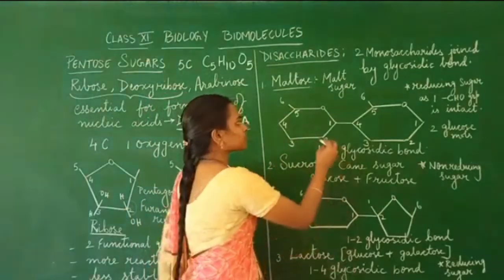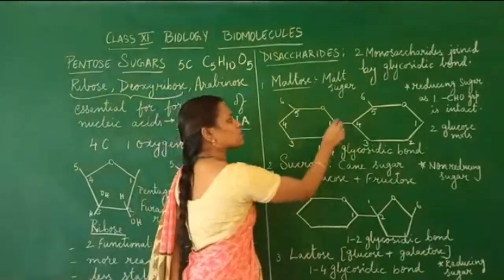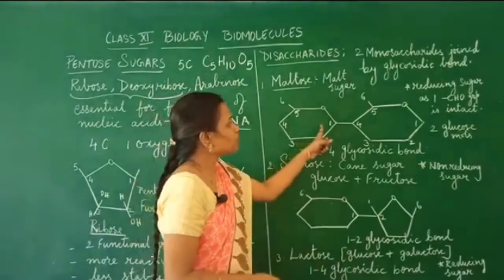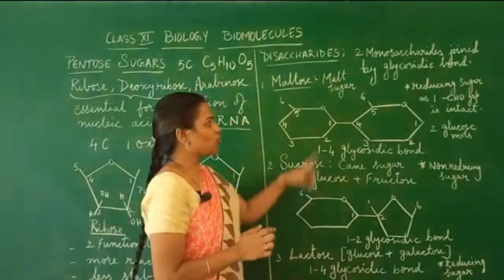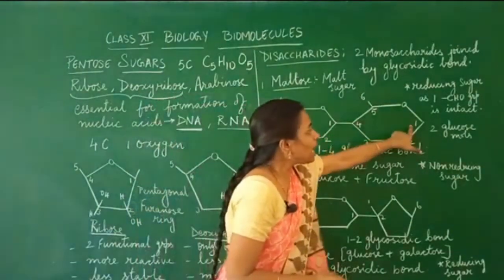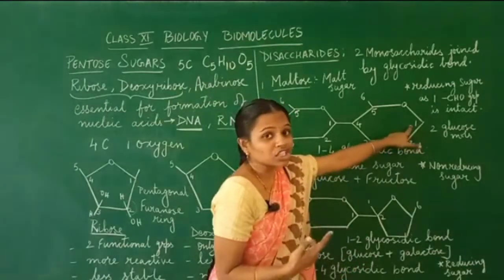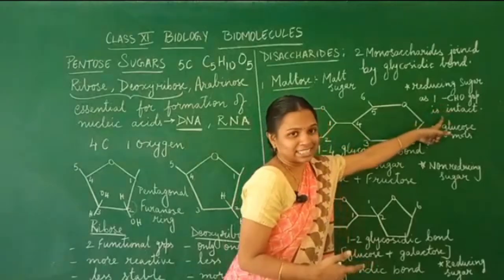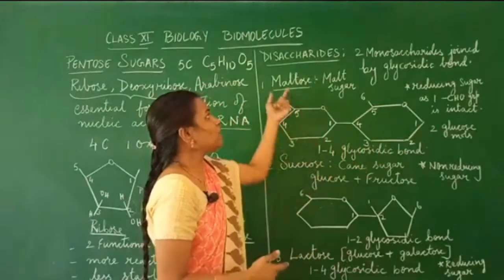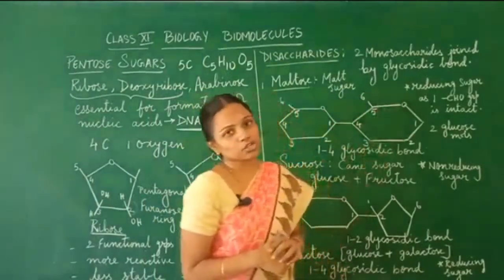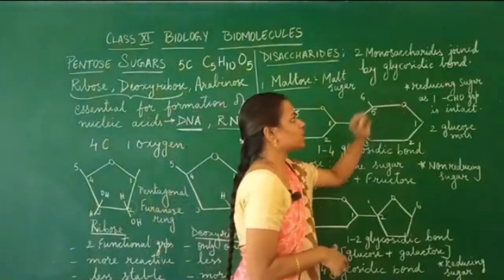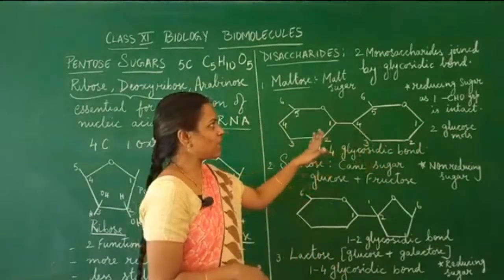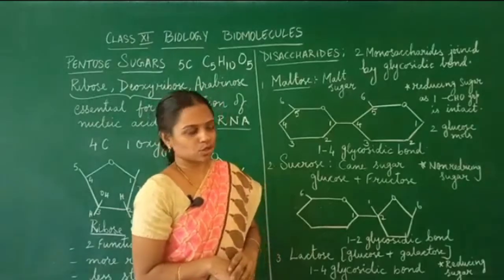Now, in this we already know that glucose has got an aldehyde group at the terminal end, which is involved in the formation of the bond over here. But the other glucose molecule is not sharing the aldehyde group. So, its functional group is intact. That is the reason why maltose is a reducing sugar. So, maltose is a reducing sugar as one aldehyde group is already intact.